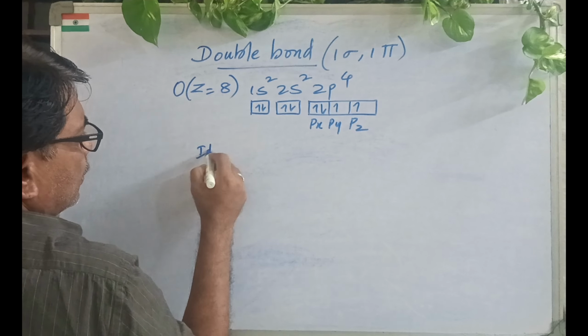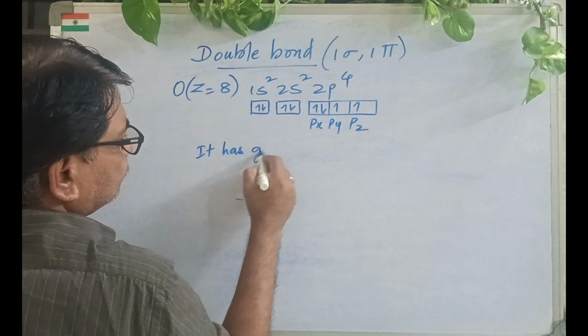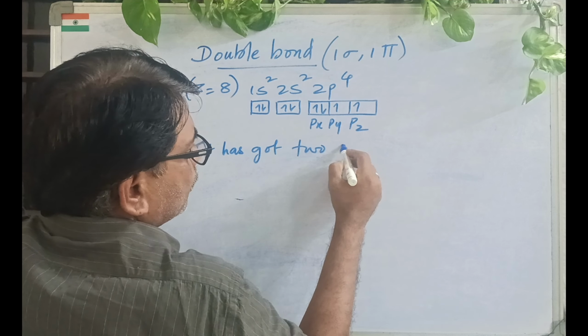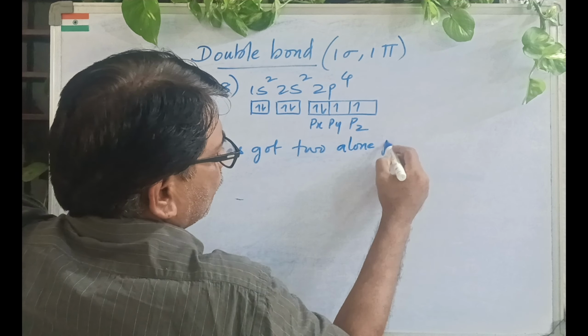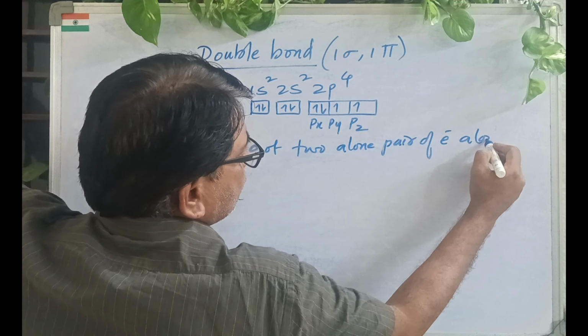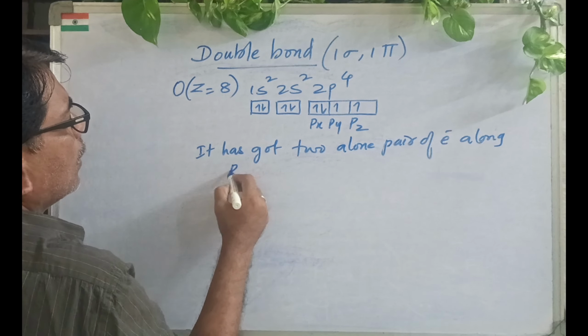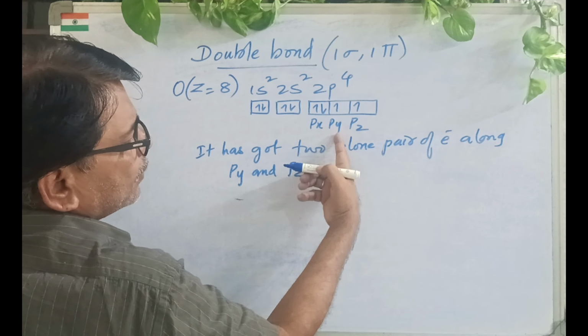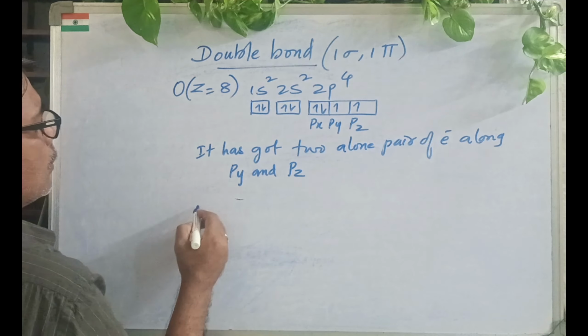So it has got two. You can see here two. It has got two lone pairs of electrons. Lone pair of electrons along. Along means what? Where do you find them? Along py and pz orbital. So it's here, py and pz orbital. So what shall we do?